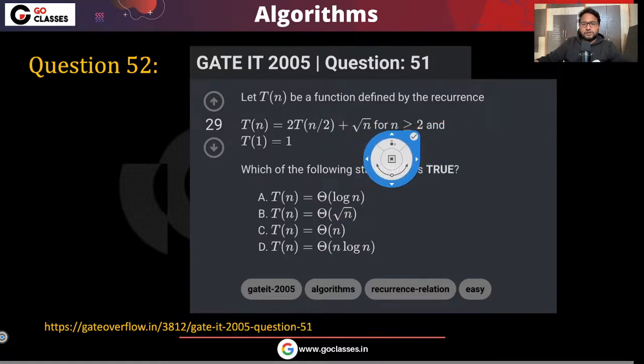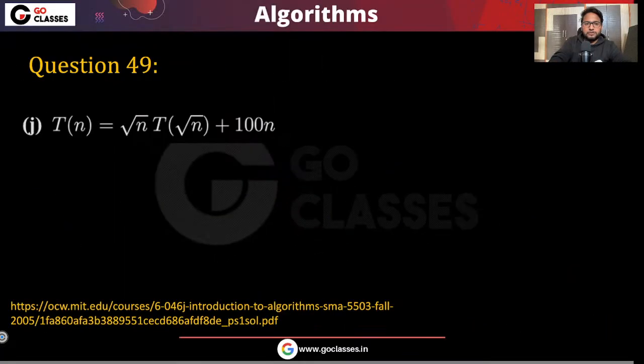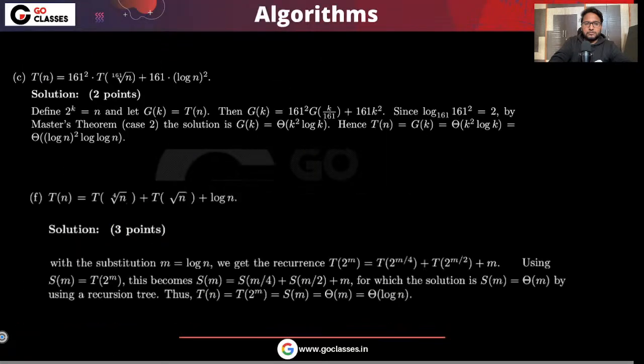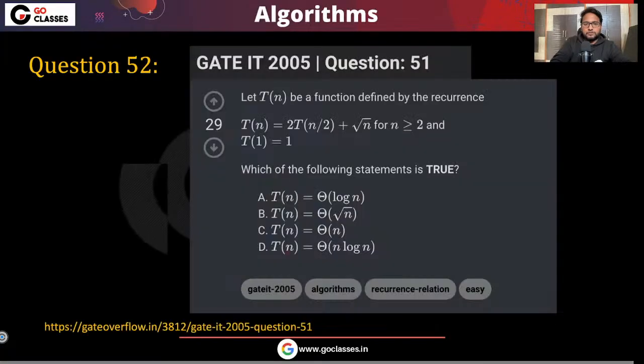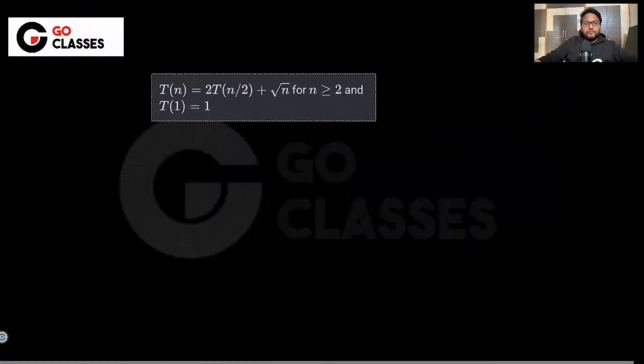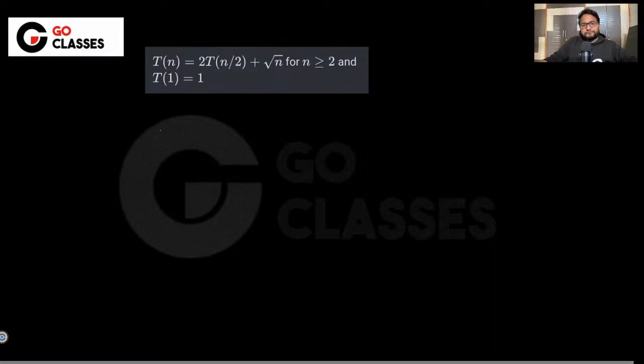Have we solved this question? I think we have solved this question. The GATE 2006 question we have solved, but I think this is different. Anyway, let's see this question. They are saying Tn is this. Now how to solve this question?